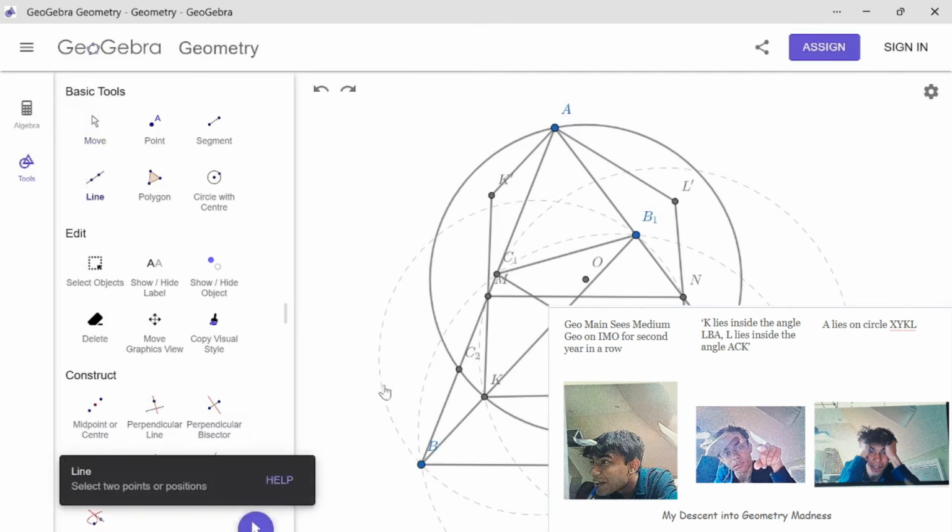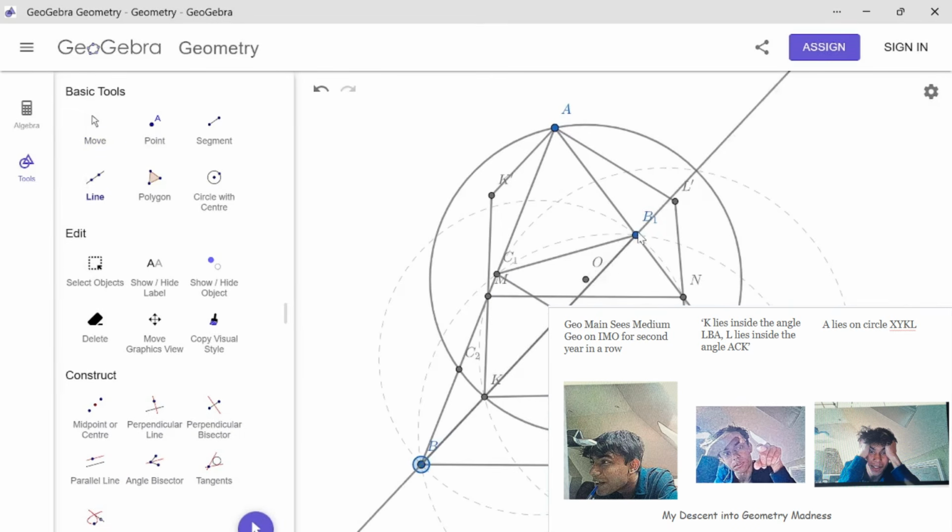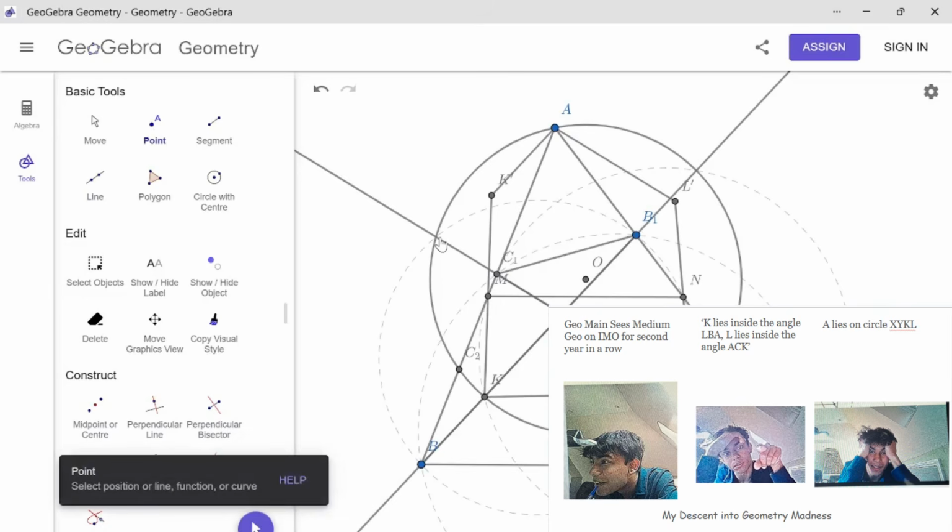Wait, if I extend BB1, no way. Oh, okay. Yes. Yes. Okay, so as I said, we're only considering one of the points where circle B1LB meets C1C. This is the advantage of having the right equipment, because you can actually draw an accurate diagram, construct the other point, and see, oh, that point's on AKL as well. Just from drawing the diagram.